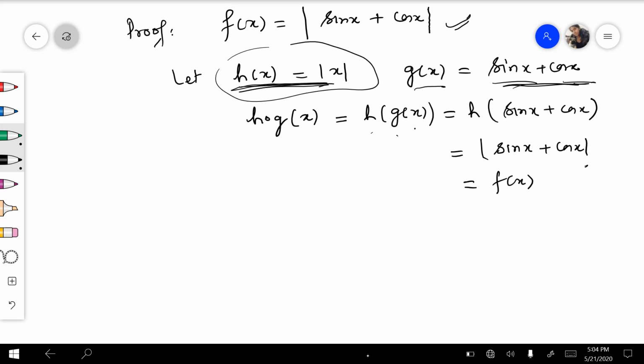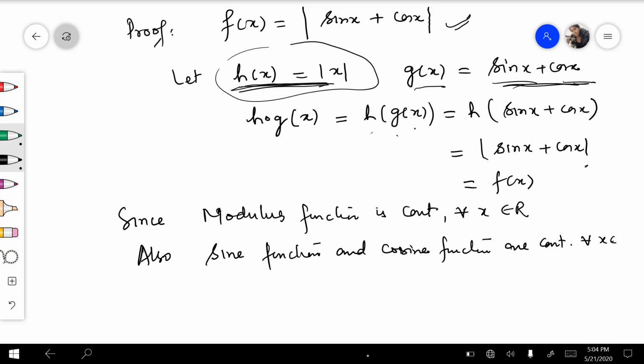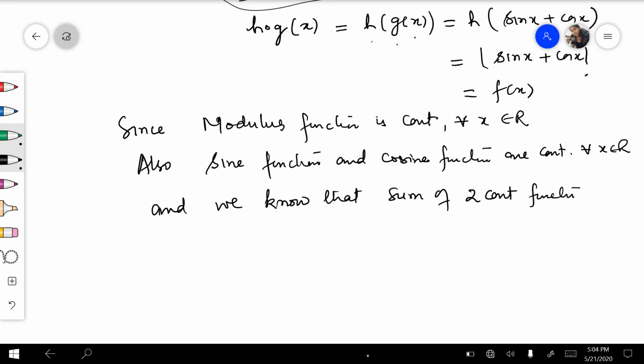Now since modulus function is continuous for every x belongs to R, also sine function and cosine function are continuous for every x belongs to R, which implies, yeah, and we know that sum of two continuous functions is a continuous function.